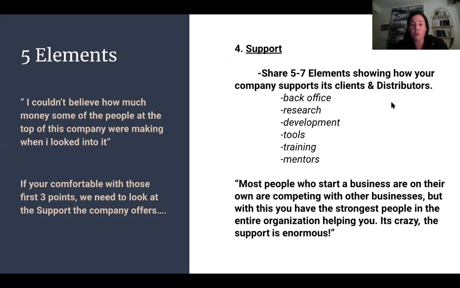So the support, share 5 to 7 elements showing how your company supports its clients and distributors. We have a back office, we have the scientific advisory board, all the research, development, tools, training, mentors, everything. Okay. And then you could say, most people who start a business are on their own and are competing with other businesses like theirs. But with this, you have the strongest people in the entire organization helping you. It's crazy. The support is so enormous.